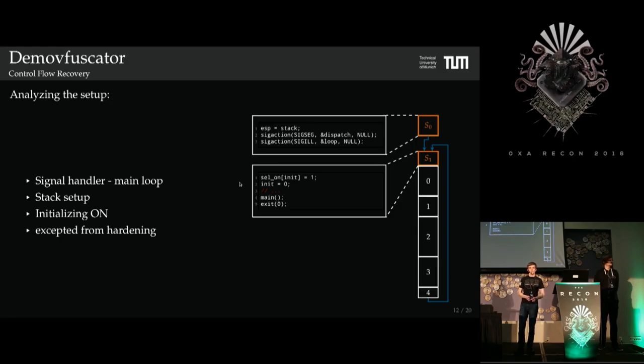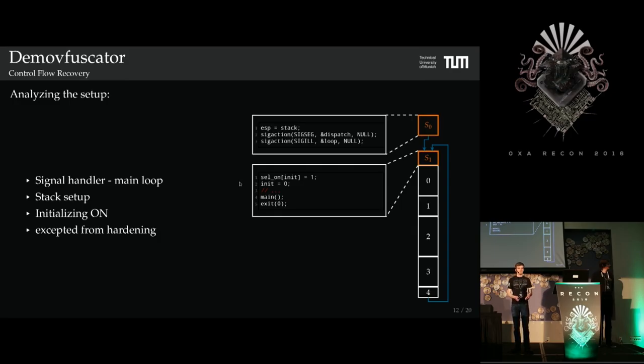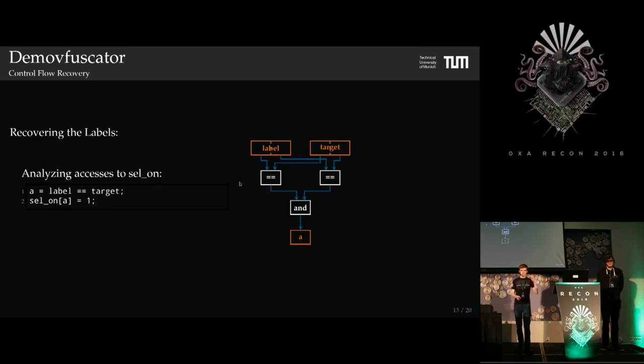So from here we know where the selector cell is, and also we know where on is, because if you have the selector, we have the on as well. Building on top of that, we can now recover the labels. To do this, we run over the entire binary and parse instructions using Capstone.